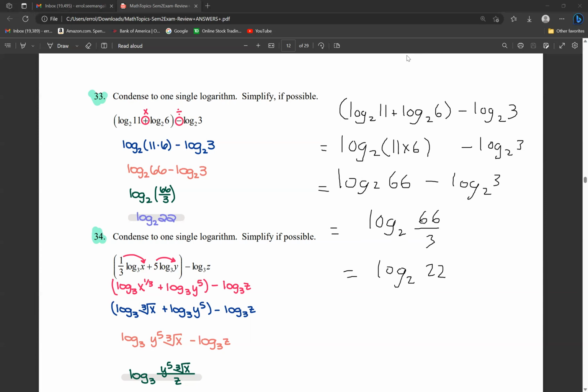All right, that was 33. See how it says condense? So look, you start off with 3 logs, this one and this one. But we want to condense to 1. So there's our 1. She has the exact same thing right here.